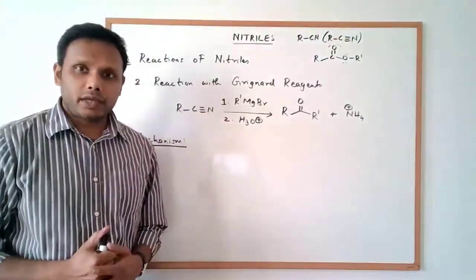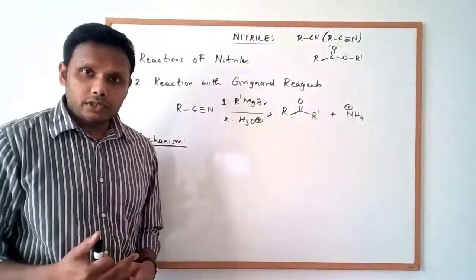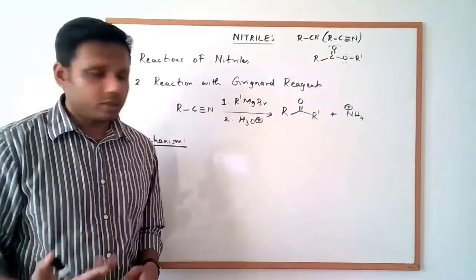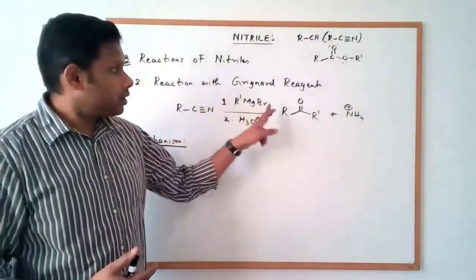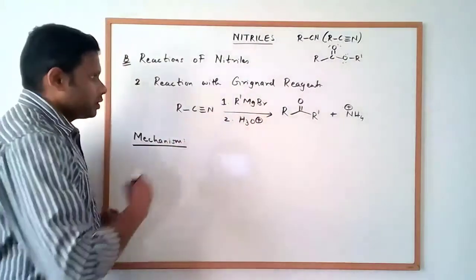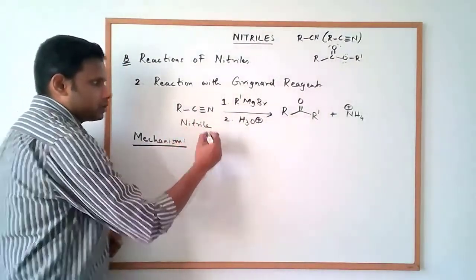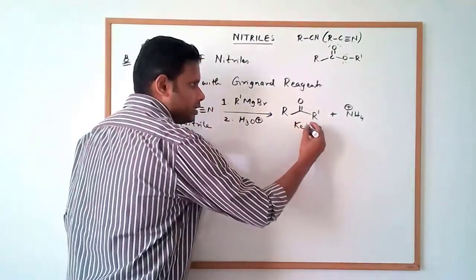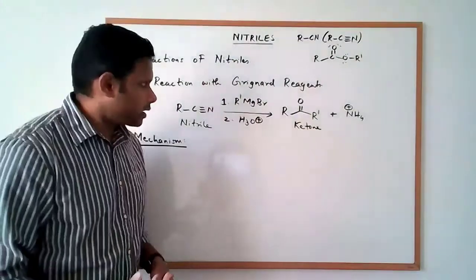Next, we're going to look at the reaction of nitriles with Grignard reagents. Grignard reagents, as we know, are strong carbon nucleophiles. So when a nitrile reacts with a Grignard reagent, what happens is that the nitrile is converted into a ketone. That's the product from this reaction.